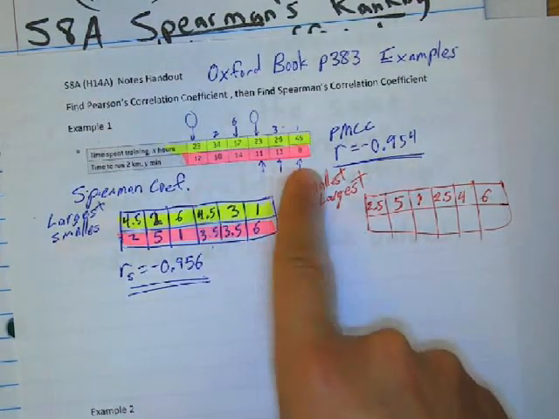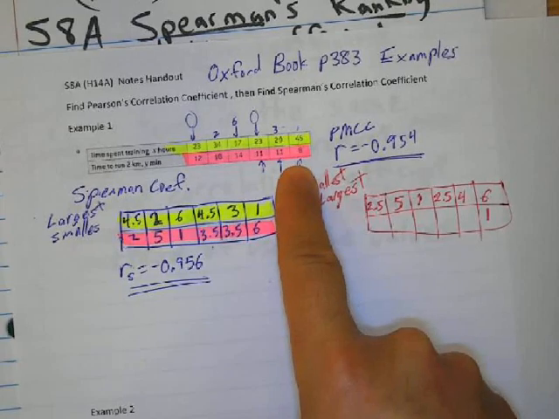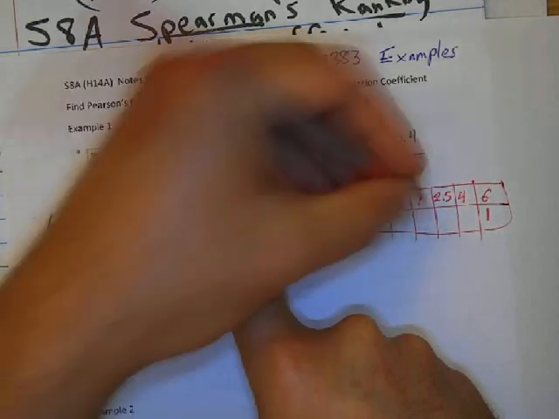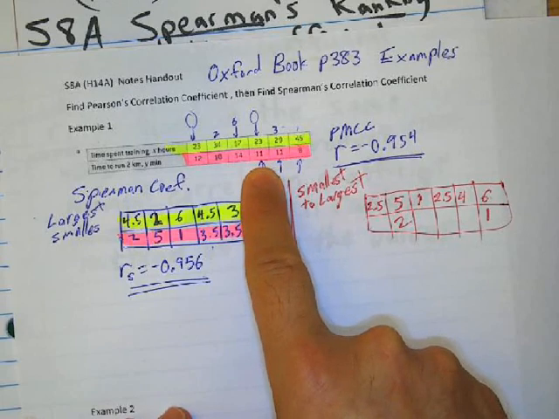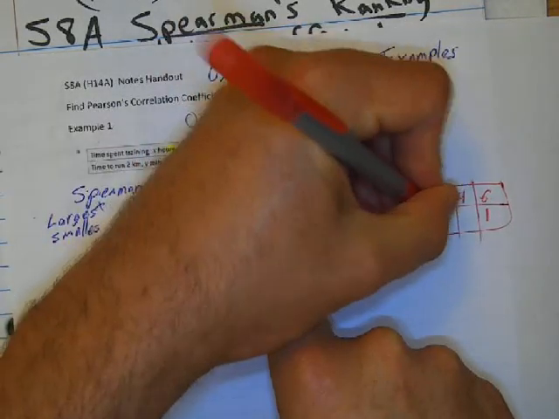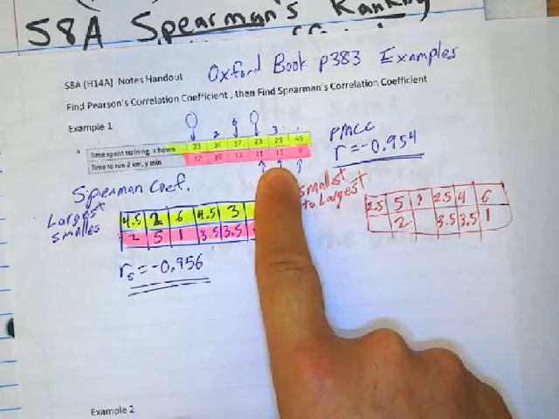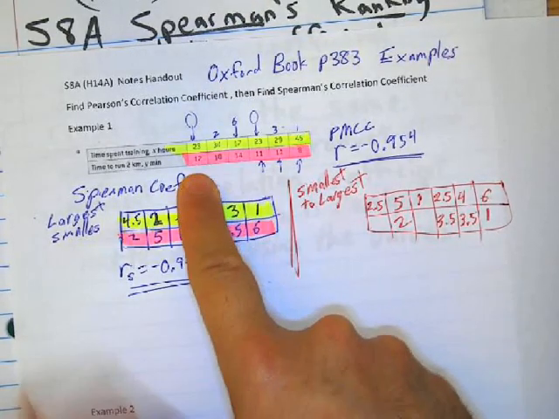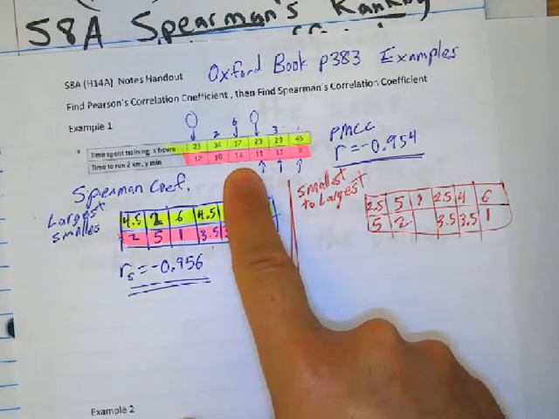Okay, now once again, smallest to largest, the smallest one is 8, so that's going to be 1. The next smallest one is going to be 2. The next smallest, this would be 3, and that would be 4, so I'm going to call it 3.5 because that's the average. The next one's going to be 5, and the last one is going to be 6.